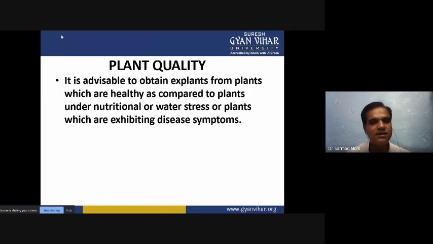And if the plant is in a stress condition, whether it may be water stress or nutritional stress, if you choose this type of plant, it will not give very good results in micropropagation because it is already diseased and already in a stress condition. So when we culture it in the micropropagation laboratory, it will not give good results.